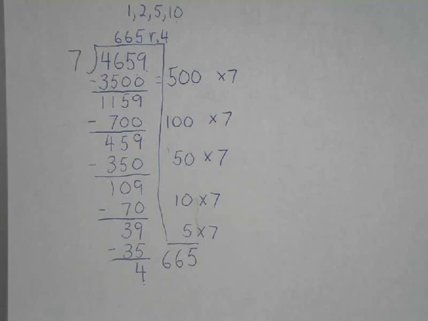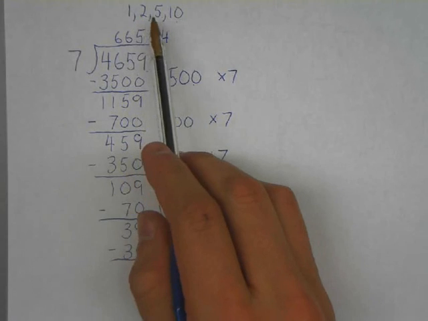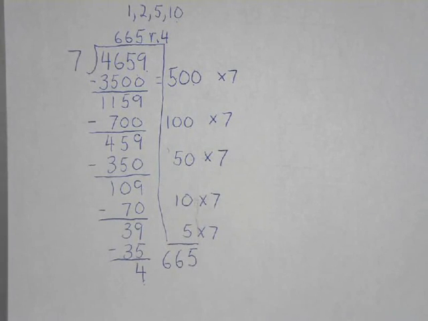So this is the new method of dividing, only using 1, 2, 5, and 10, which are your easiest multiples that everyone should know by this time at this age.